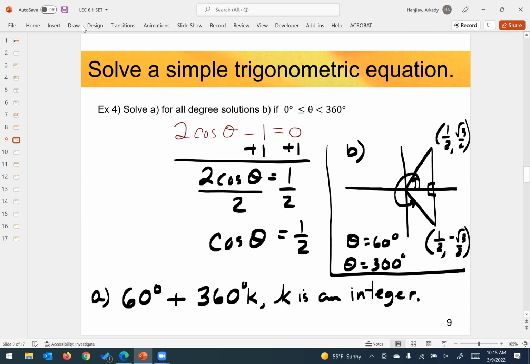What's the difference between A and B? A says I need all degree solutions forever. B says just between 0 and 360 degrees. So A goes beyond 360. You need to find all of them. So here's what we do. We found one of them, 60 degrees. If I keep on doing one revolution, I get up to that 60-degree marker again, and I do another one forever and ever.